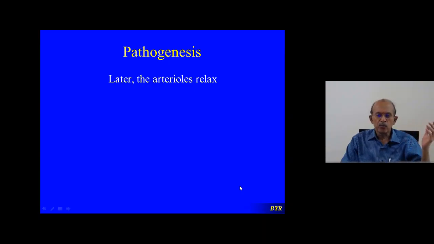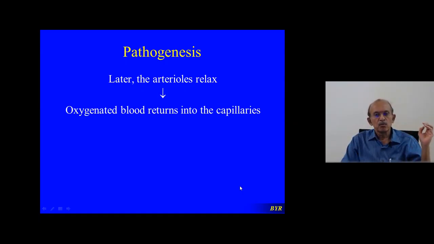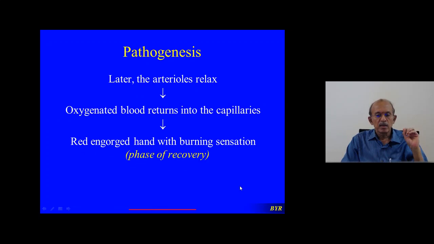Later, after some time, the arterioles relax. They are not permanently constricted; they are constricted for a prolonged period, and afterwards they relax. Once they relax, oxygenated blood flows into the capillaries. With this, there will be a red engorged hand with burning sensation. This is called the phase of recovery. So there is the phase of anoxia or syncope, the phase of asphyxia, then the phase of recovery where the hands become red and engorged.